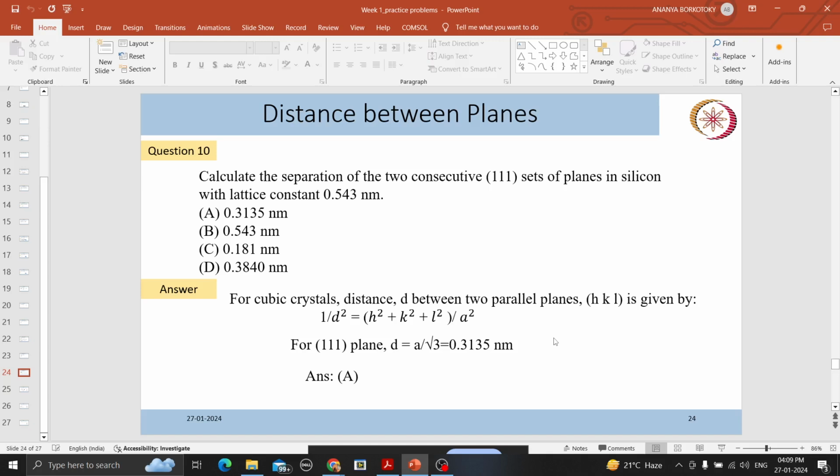Okay, I hope this question is clear. This formula is for cubic crystal structures. For others, the formulas are given in textbooks. You can check any textbook on crystal structures and you'll get those formulas. I usually don't remember any of these formulas because I can always refer to a book and use them. But for cubic crystal structures, this formula is easy and you can remember it. So, is there any question?